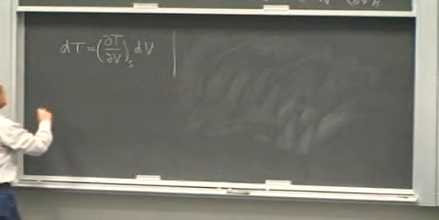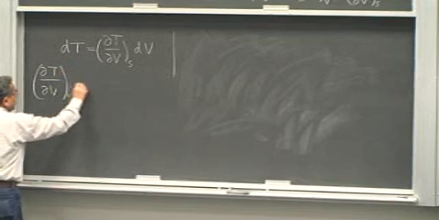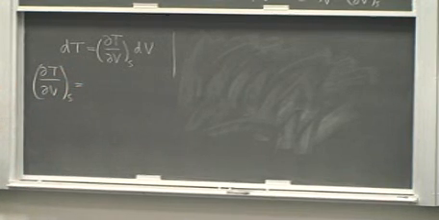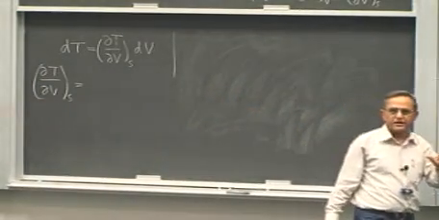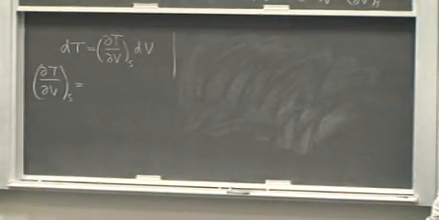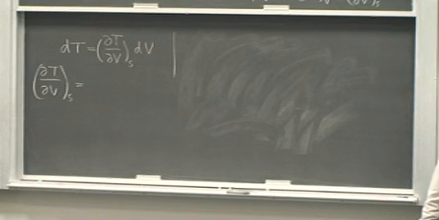Now we need to calculate dT by dV at constant S. Anybody who can suggest how to go about it? What do you suggest we should do to get some meaning out of it? And what is the purpose? The purpose is that at the end we would like to have all this described in terms of response functions, in terms of heat capacities, coefficient of thermal expansion, compressibility, and so on and so forth. So what do we do?